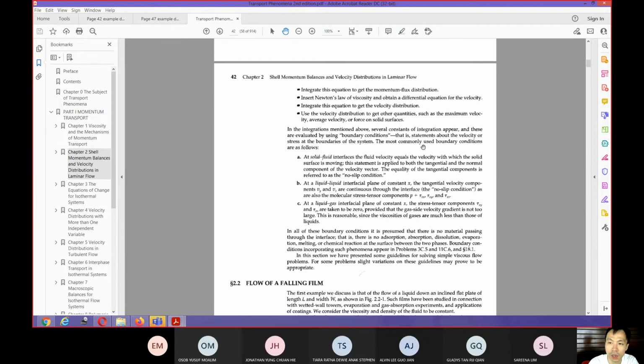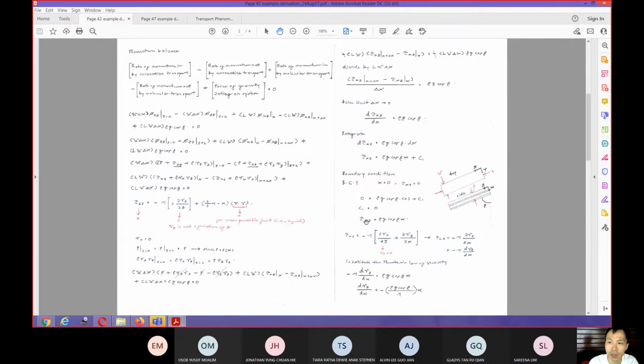the most commonly used boundary conditions for transport phenomena. We have three conditions. At solid-fluid interfaces, the fluid velocity equals the velocity with which the solid surface is moving. At the liquid-liquid interfacial plane of constant x, the velocity and the shear stress are continuous across the interface. At the liquid-gas interfacial plane of constant x, the shear transfer components are taken to be 0. That is the implication for this one.